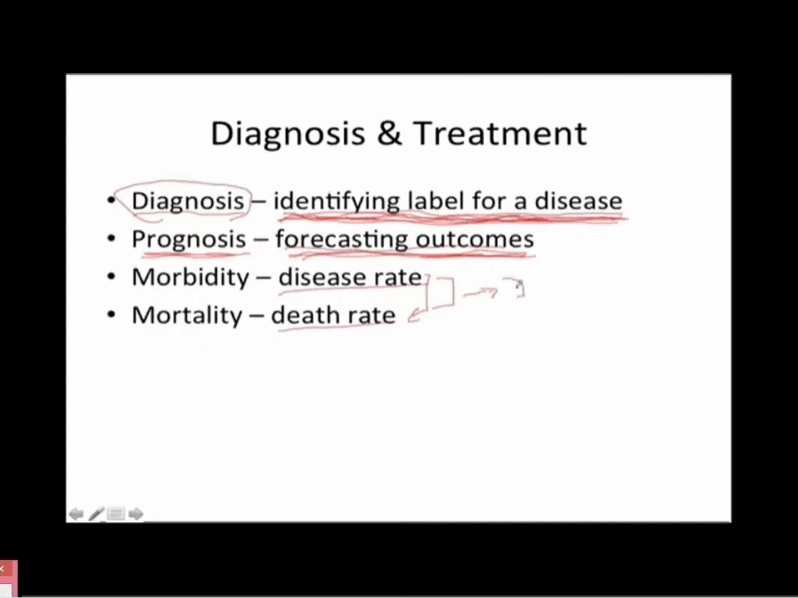And the CDC puts out a morbidity and mortality report on a weekly basis. If you go to this website here, you can actually see it. It's all free information because it's public information through the government. You can look up morbidity and mortality rates of very specific diseases within your state, or within the whole country. There's a lot of information out there related to this. So morbidity is disease rate. Mortality is death rate.